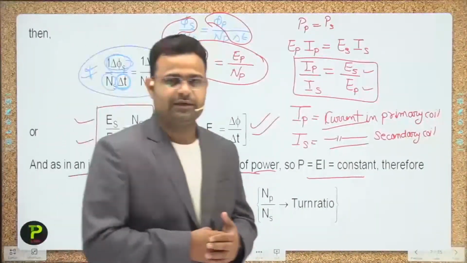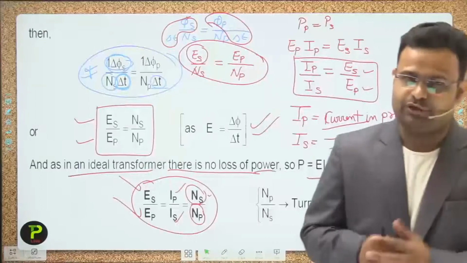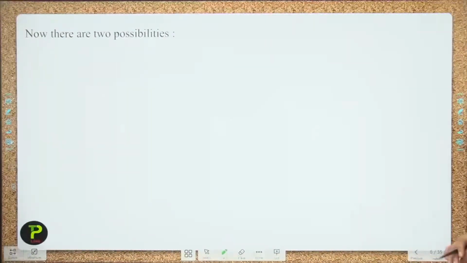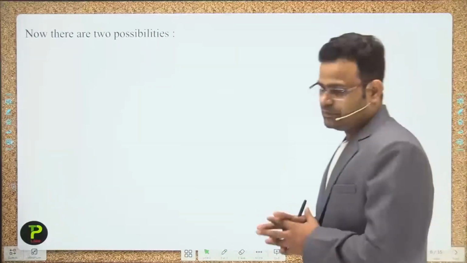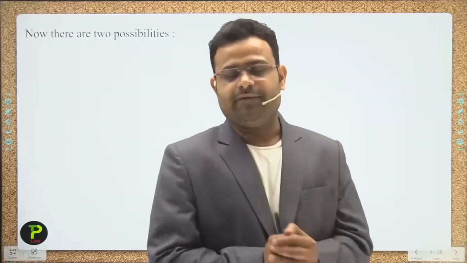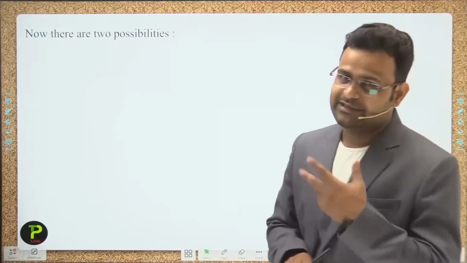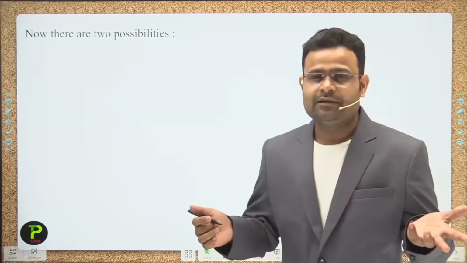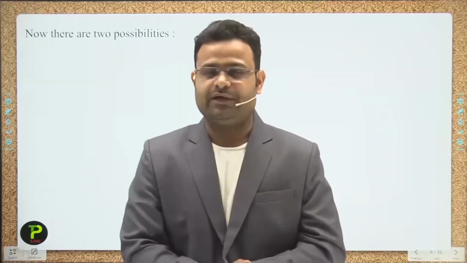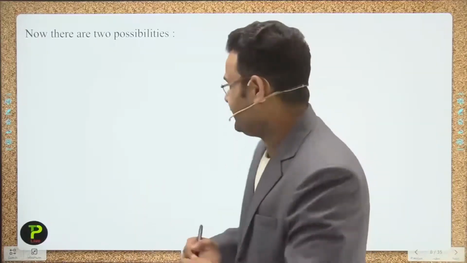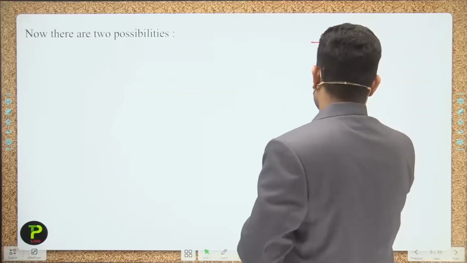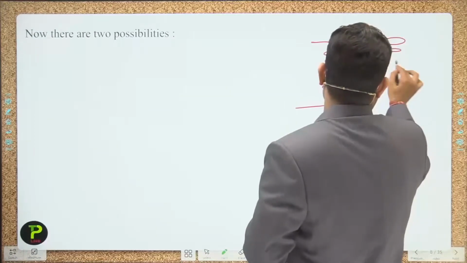and how you can calculate the input voltage and output voltage. Now there are two possibilities on behalf of the number of turns. If the number of turns is increased, there are two conditions, primary and secondary. If we increase the number of turns in the primary, then what happens, guys? Let's suppose that is a primary coil and that is a secondary coil.